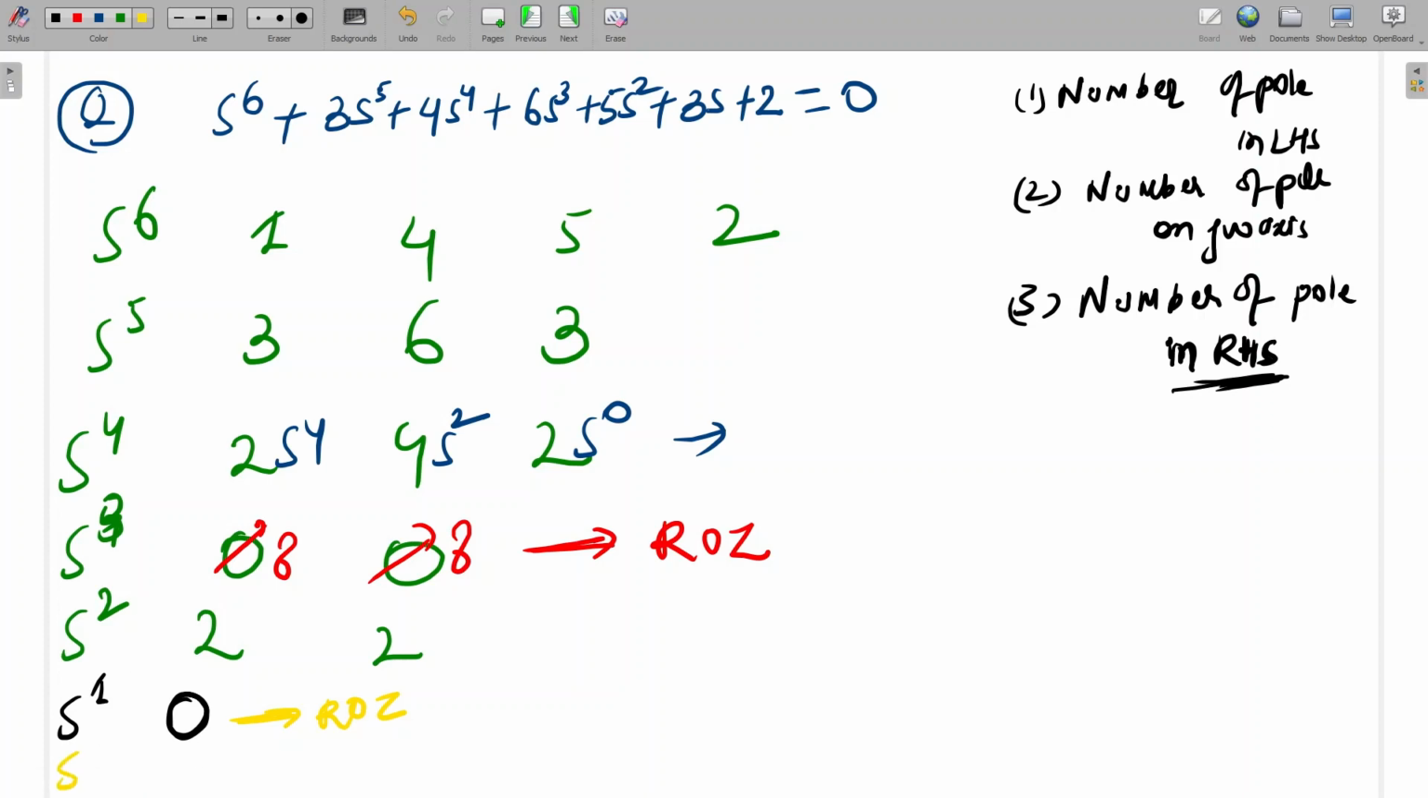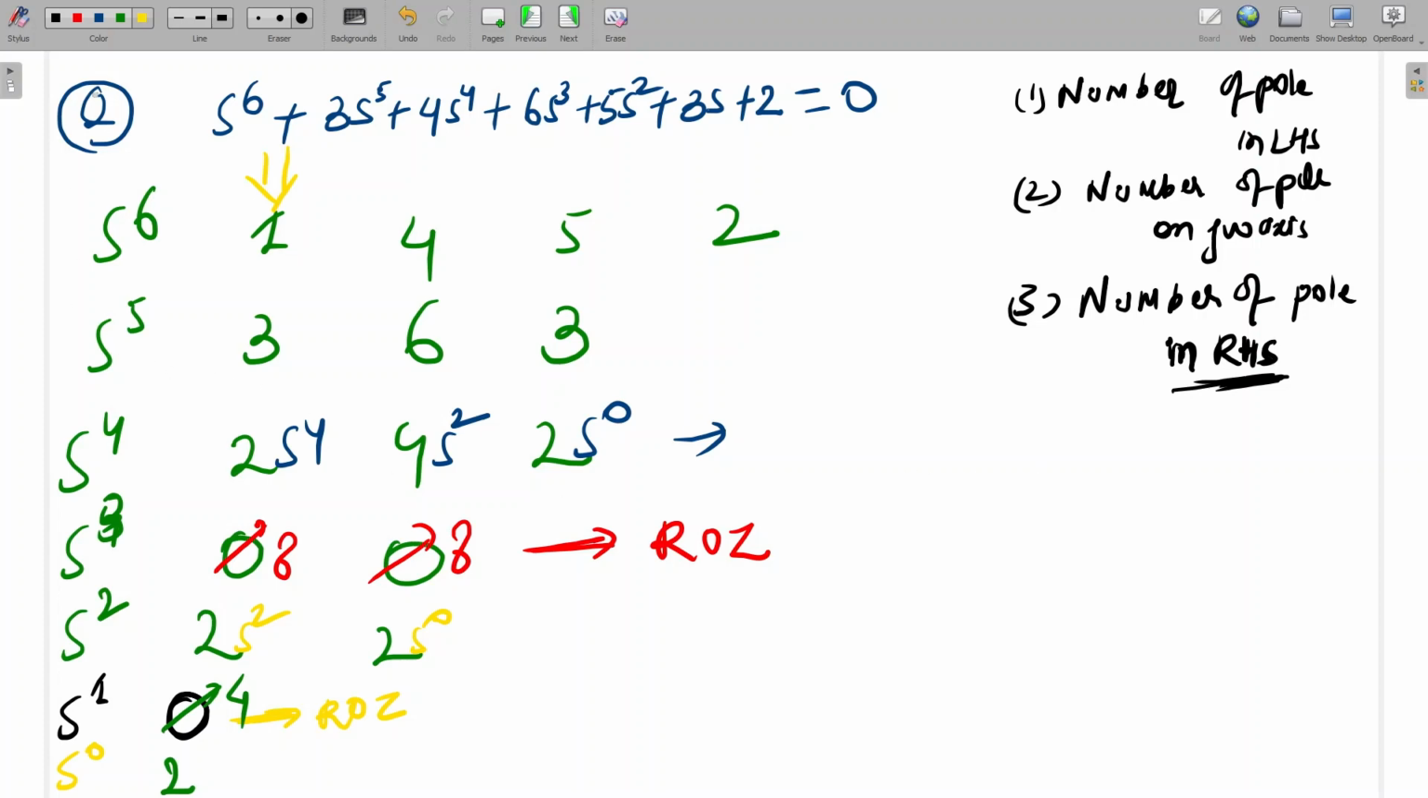And here it will be s to the power 0. So what will be this value? 2s square, 2s to the power 0, correct? Here it will be 2 into 2, it will be 4. 2 into 2, it will be 4. And this s to the power 0 will be 2 only. So see, is any sign change there? In the first column, we should see first. Any sign change is there? No, sir. No sign change is there. So RHS, no pole will be there.